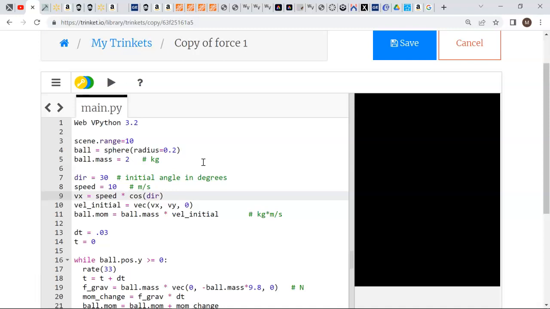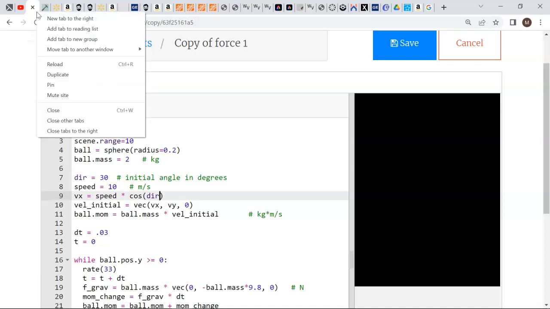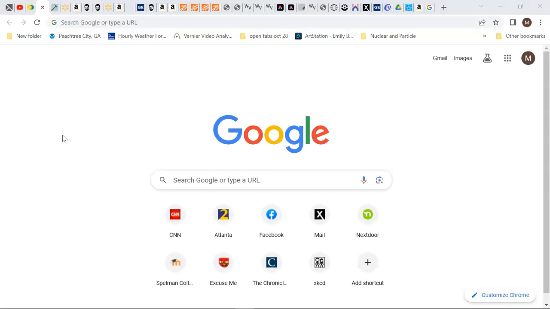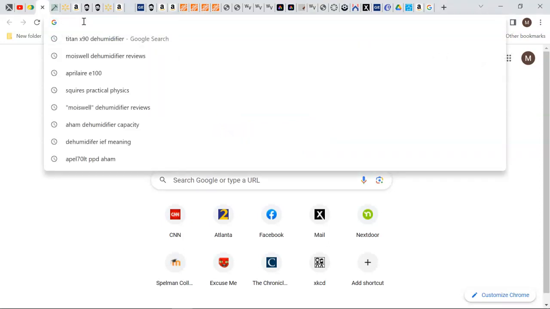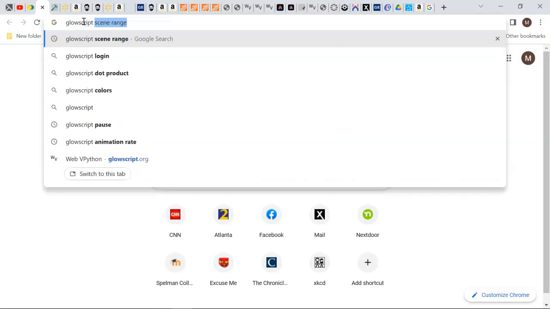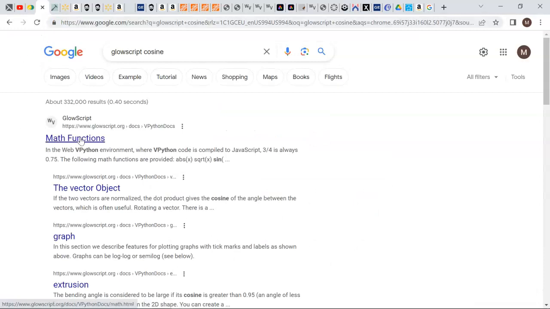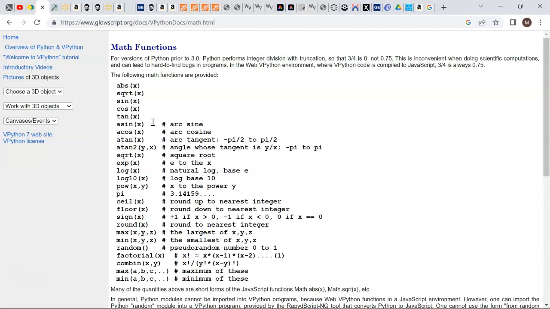Here's something I have to look up each time, so I'll let you watch while I look it up. I'm going to make a new tab over here. The reason is I'm never completely sure if the GlowScript trig functions, sine and cosine, want the angle to be in degrees or radians, because that makes a difference. GlowScript cosine. So here we go, math functions. And yes, it shows cosine.